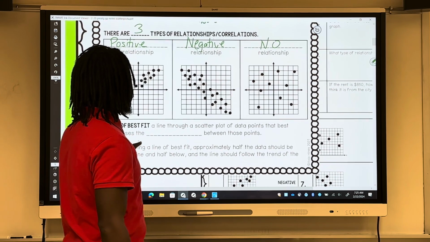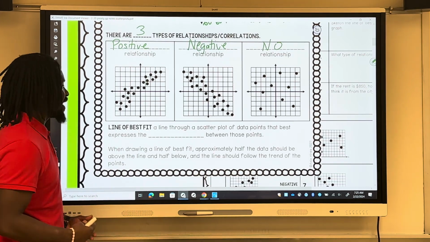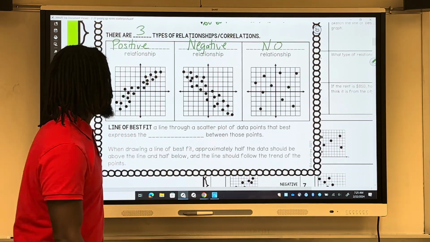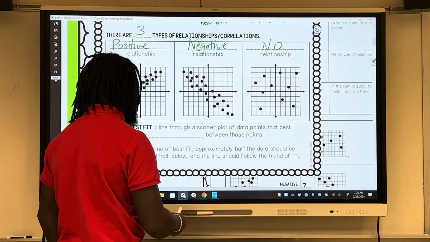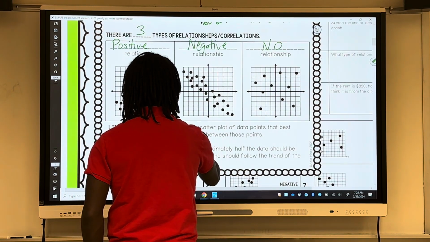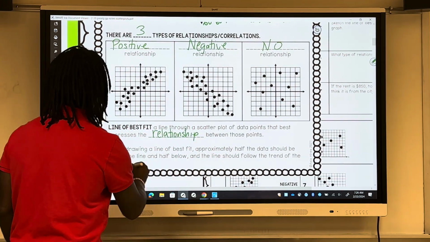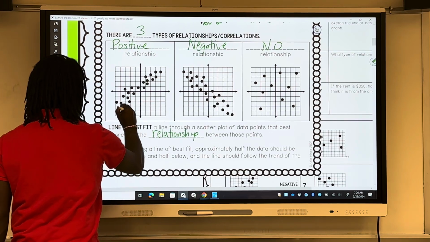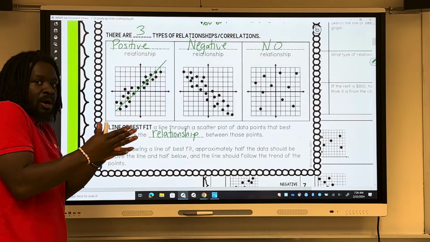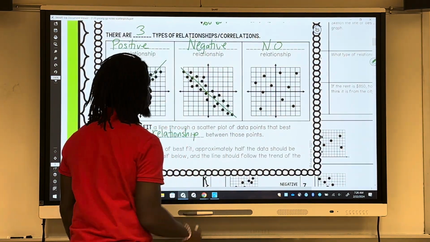The last note that we need to go over is, when you have a scatter plot, oftentimes questions are going to ask you, what is the line of best fit? So the line of best fit is a line through the scatter plot of the data points that best expresses the relationship between those points, okay? So the line of best fit, again, for this one, it would be somewhere like that, right? Again, where it kind of pulls in all of the points is somewhere in the middle. So the line of best fit would be somewhere like that.